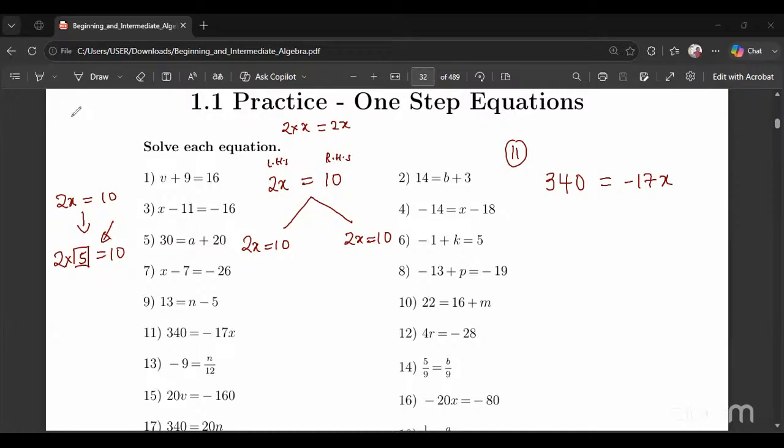Now, let me show you. If you have 2, the multiplicative inverse of 2 is 1 over 2, because 2 times 1 over 2 will give us 1. We're going to discuss all of these properties of arithmetic in our next class. So what's the multiplicative inverse of 3? The multiplicative inverse of 3 is 1 over 3.